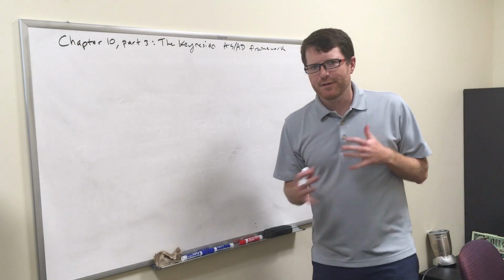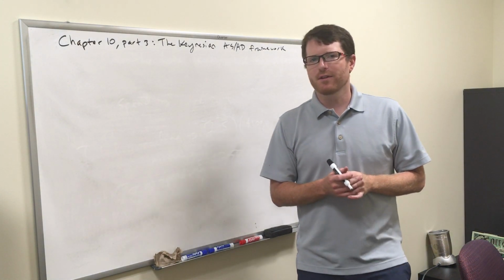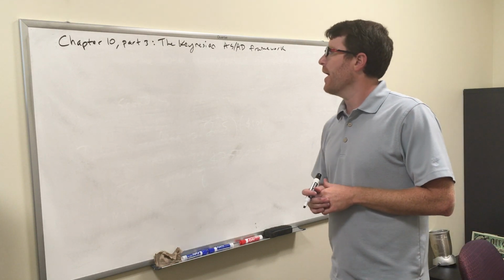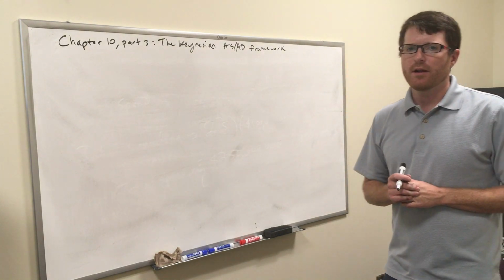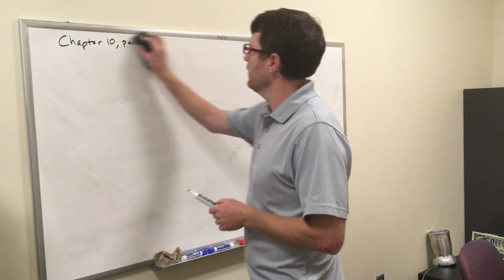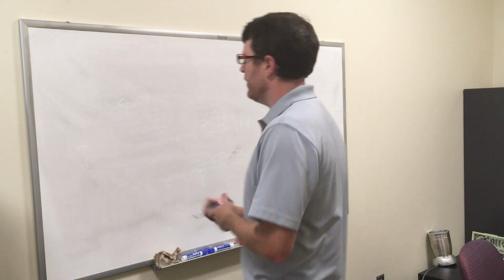Now we can finally get to the end of this chapter. Chapter 10 is really quite a beast. We can finally look at the aggregate supply, aggregate demand framework for Keynes. And this is ultimately what it is going to look like once we explain it all.